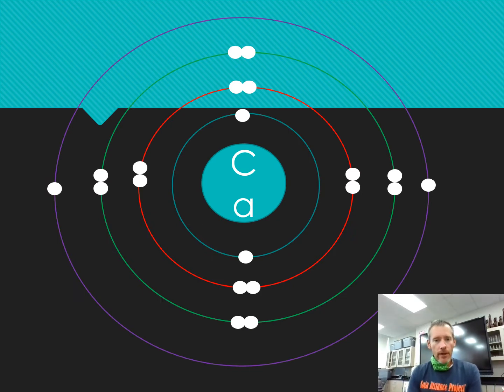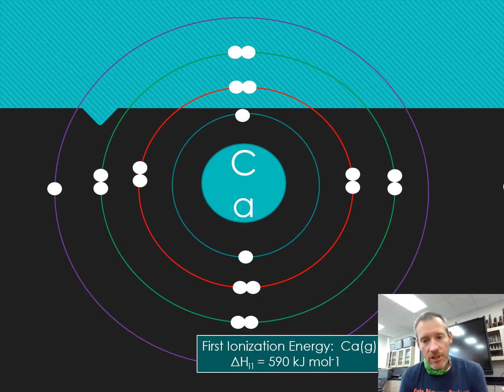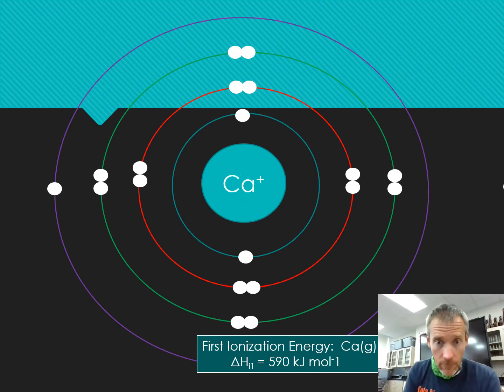So here we have calcium. It has 4 energy levels with 2 valence electrons. To remove the electron is basically just like that. You just are removing that electron, taking energy to remove. And that first ionization energy is calcium gas yields calcium plus 1 because it removes 1 electron, and it took about 600 kilojoules of energy. Calcium is now plus 1.